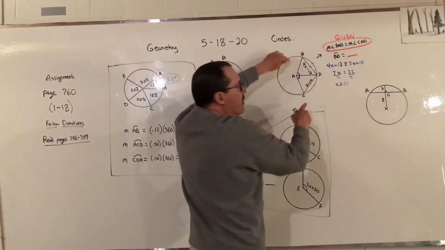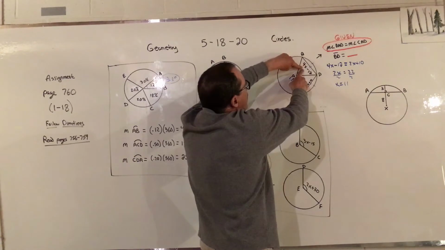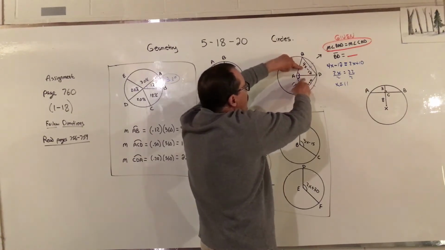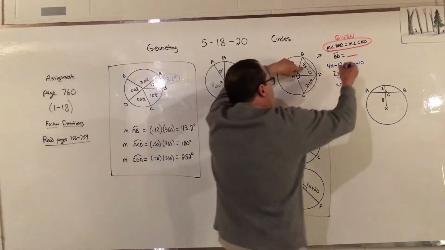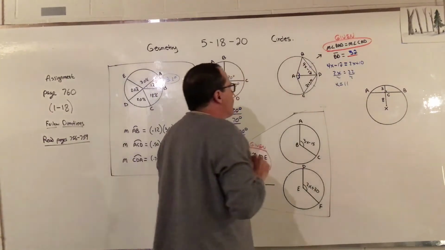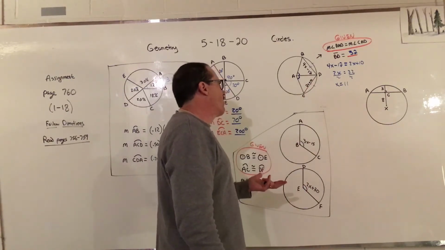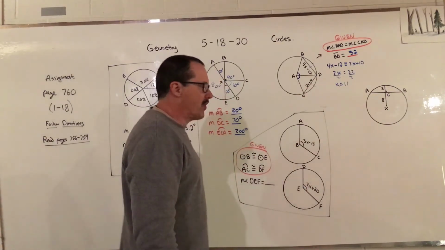They wanted to know the distance from B to D. So I'm going to take that 11 and plug it in here. 4 times 11 is 44. 44 take away 12 is 32. And so 32 is the answer for the distance from B to D. And if you plugged it in for C to D, 2 times 11 is 22 plus 10 is 32.